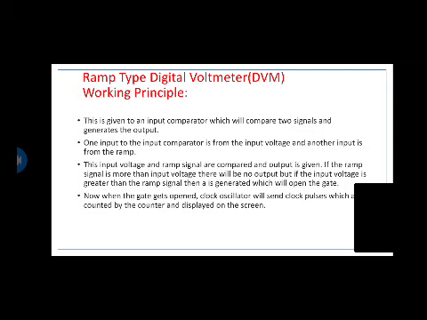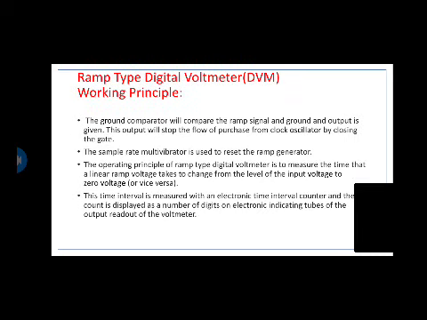Now when the gate gets open, the clock oscillator will send clock pulses which are counted by the counter and displayed on the screen. The ground comparator will compare the ramp signal and ground, and output is given. This output will stop the flow of pulses from the clock oscillator by closing the gate. The sample rate multivibrator is used to reset the ramp generator.